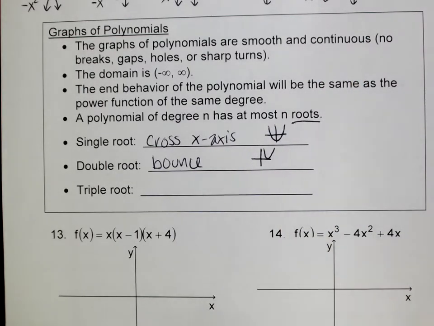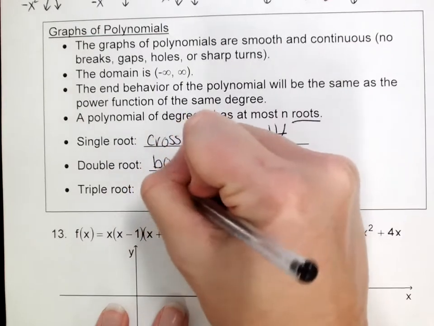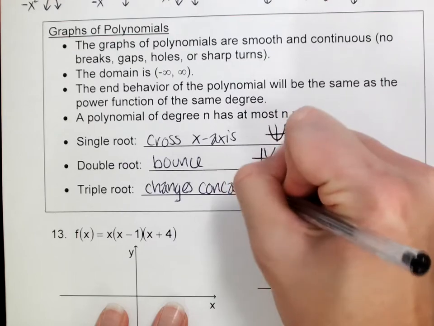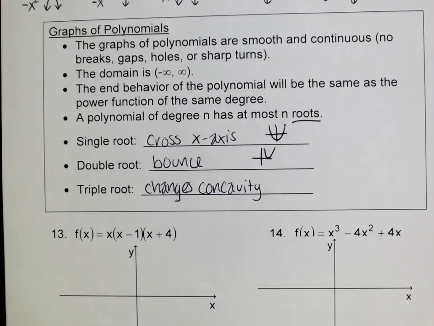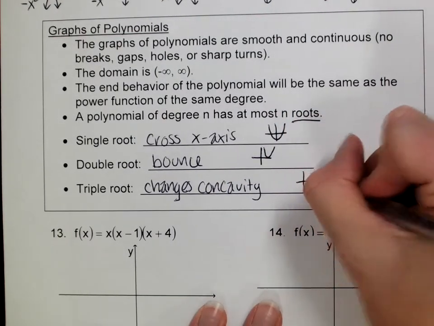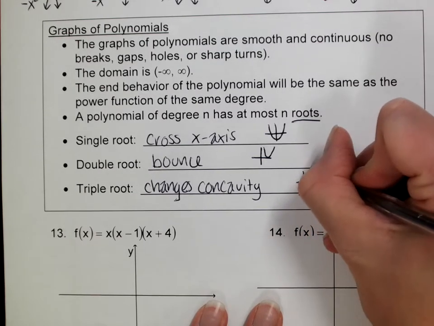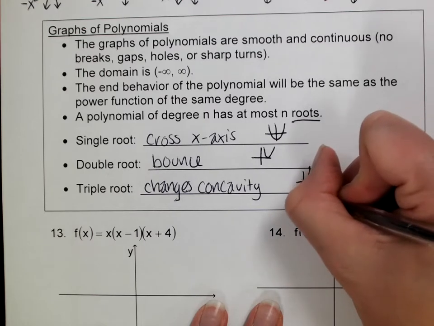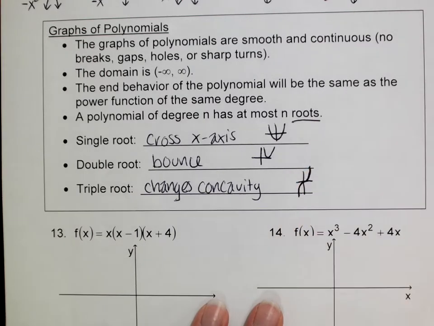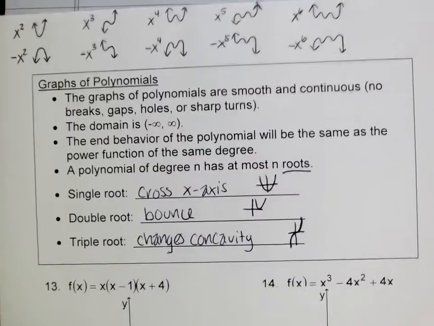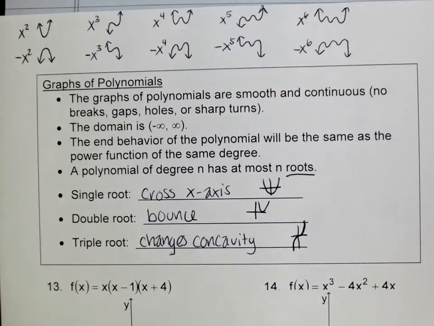A triple root, we say it changes concavity. So this is kind of a crazy word, but you've actually seen this before too. Whenever we do our parent cube function, it's curved one way and then it's curved the other way. That's it changing concavity. That's because whenever we graphed our perfect x cubes, those were all technically triple roots. They all changed concavity at that point.